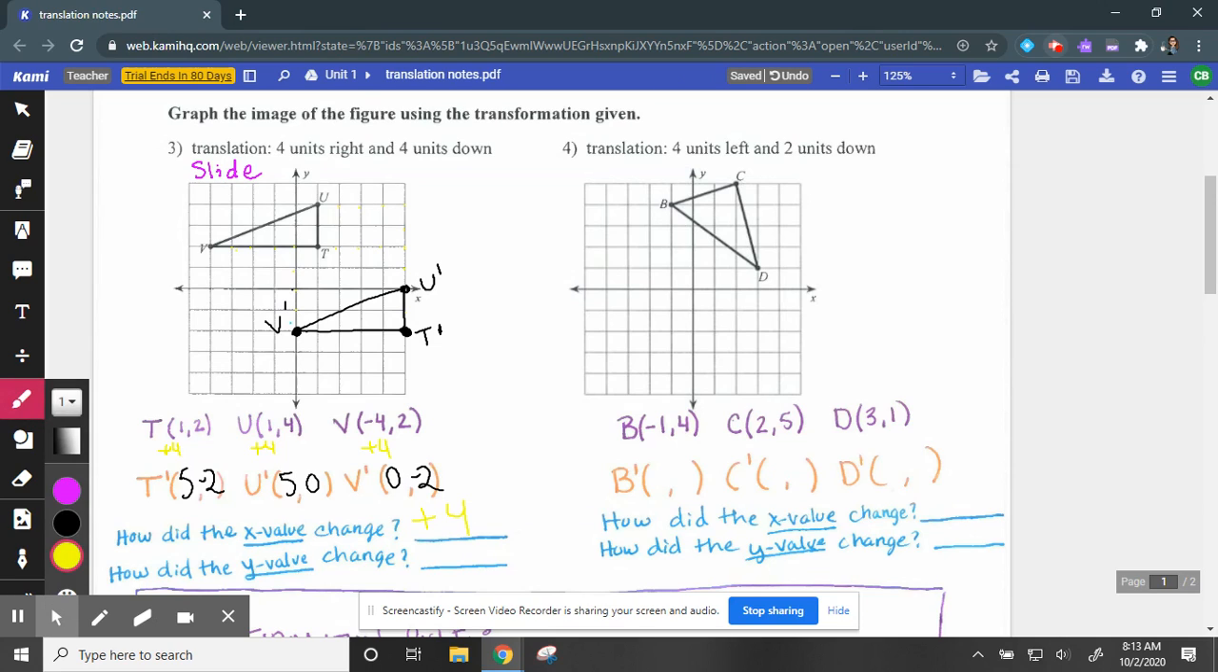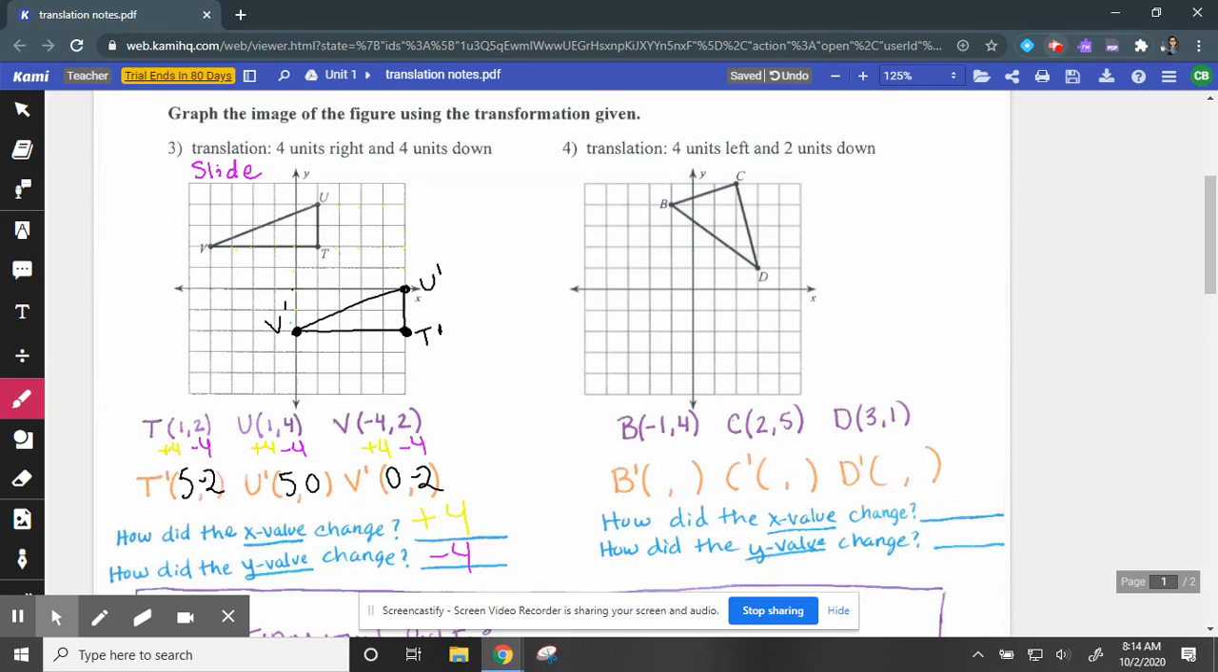Let's look at the y values. On T, we went from negative 2 to negative 2, so that would be subtracting 4. We went on U from 4 to 0, that would be subtracting 4. And from 2 to negative 2, that would be subtracting 4. So how did the y values change? Well, we subtracted 4.